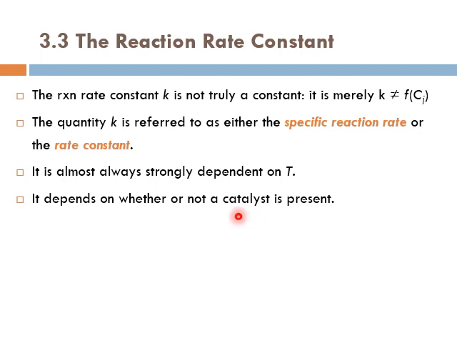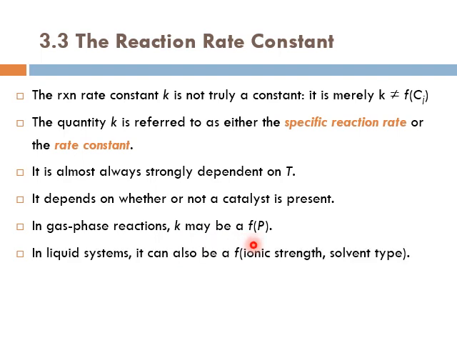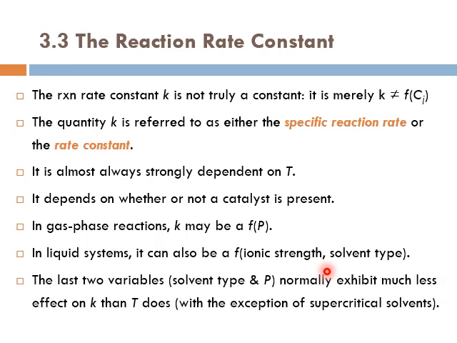So if you have a very good catalyst, the rate of reaction will be faster. That means the value of K is bigger. In gas phase reactions, K may be a function of pressure, maybe. In liquid systems, it can also be a function of the ionic strength of the solution or the solvent type. The last two variables, meaning the solvent type and the pressure, normally exhibit much less effect on K than T does, with the exception of supercritical solvents.